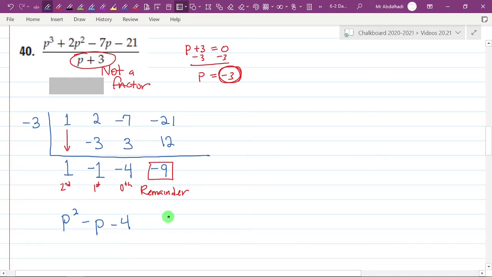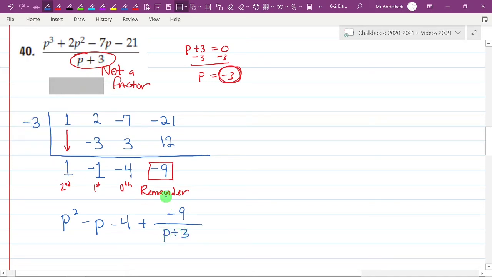Now, if you remember what to do with the remainder, you create a fraction for your remainder. So plus a fraction, and the fraction is the remainder on top, which in this case is -9, and on the bottom is your original divisor, not the divisor that you used over here, the -3, but the p plus 3, the whole thing here, p plus 3.